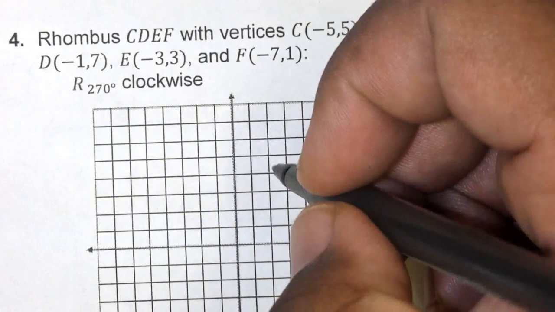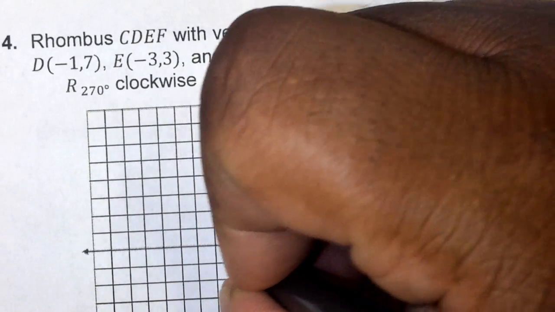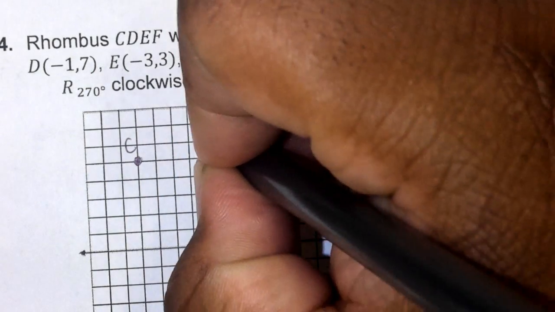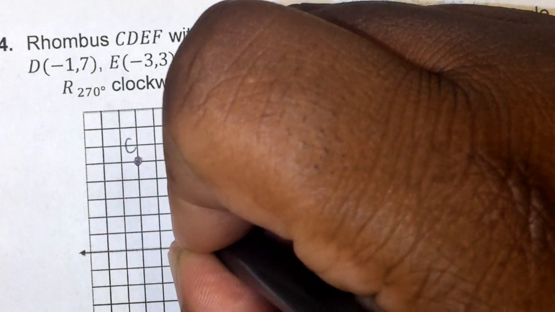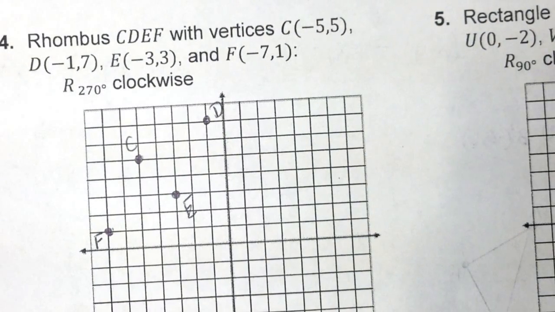Graph the image first and label it. I'm gonna do that part with you. I ain't doing nothing else though. Graph the image. This image is not gonna be in quadrant 1. That's good for y'all to see too. -5 up 5. Let's see. -1 up 7. -3 up 3. -7 up 1. F. So this is your original figure here. Once you connect the line, so rhombus.